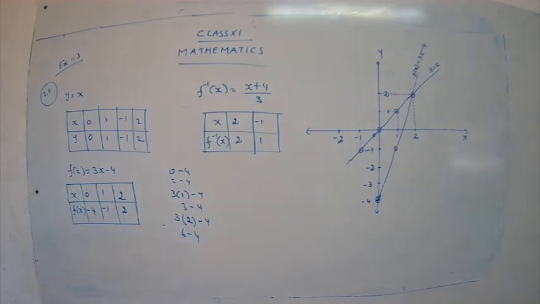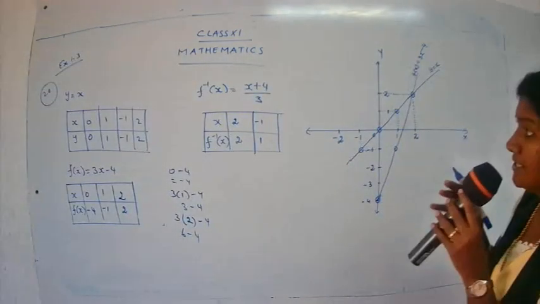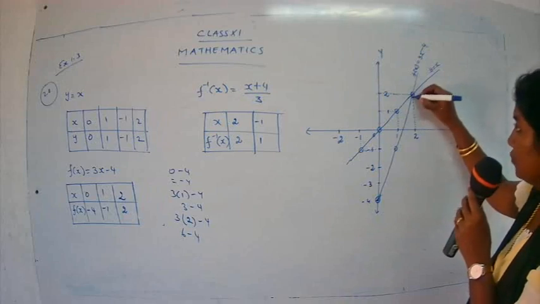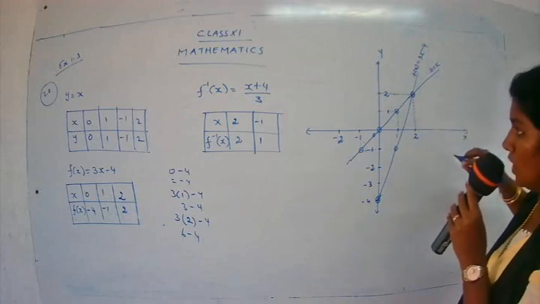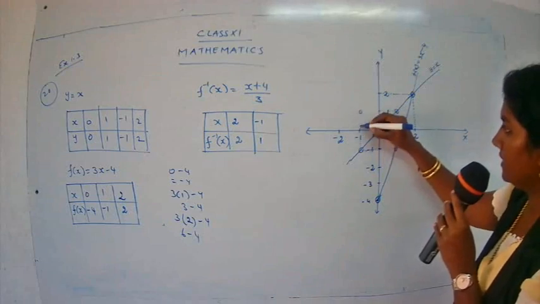Okay, done. So have you completed f of x, children? 3x minus 4. Do it. Let's go for one more thing. Yes, one is f inverse x. So plot for f inverse x. So what is that? 2, 2. It's here. 2, 2. Minus 1, 1. Somewhat here.